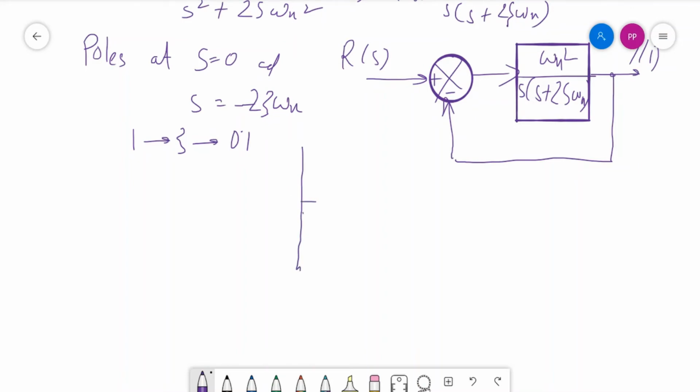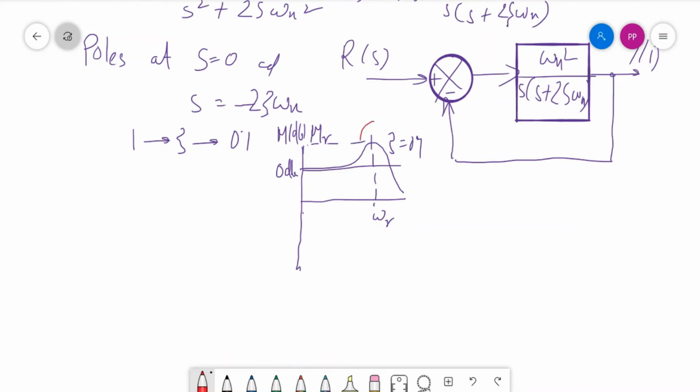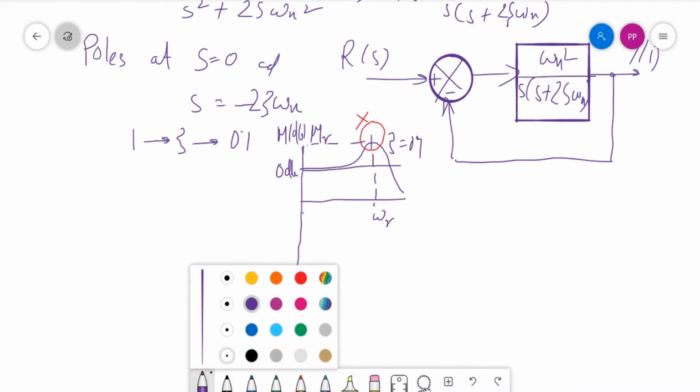So we have a Bode plot with 0 decibel line, and the magnitude is in decibel, and here we can see that we have a second order system with a peak like this. This peak is giving us omega r, that is the resonant frequency, and here we have Mr, the resonant peak. So damping eta equals 0.1. This peak is unwanted, so we have to remove this peak from here. This should be removed, very much important in this case when the damping is less.